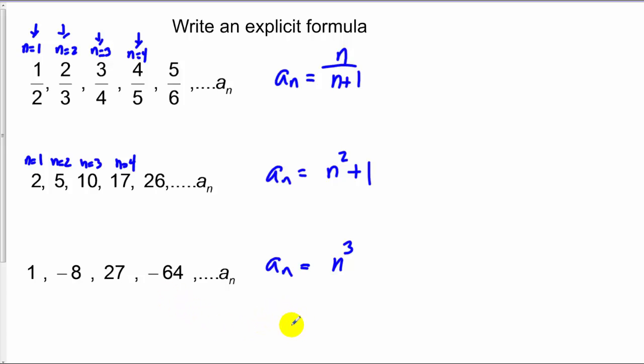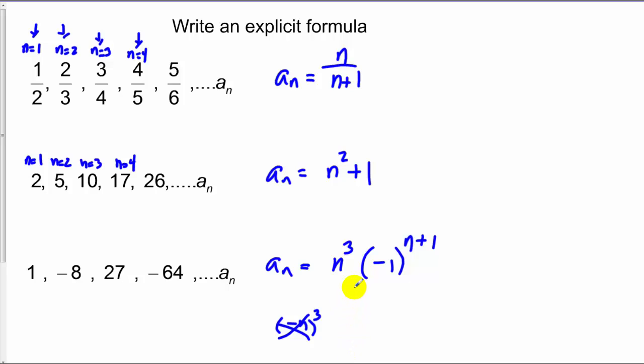What if I had a negative n cubed? Then in my first term, I get a negative 1. So that's not going to work. I need to have some way to change the multiplication of 1 and negative 1 to this. And I just kind of gave you the hint. I'm multiplying by negative 1 in an alternating sequence. So rather than raising negative 1 to the n power, in which my first term would be negative, I raise negative 1 to the n plus 1 power.